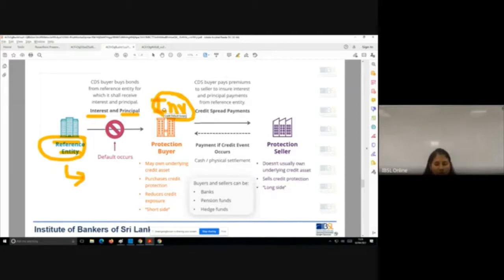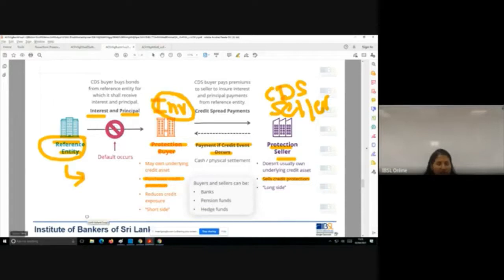CDS, who should they get it from? They should get it from a CDS seller. You can either call them CDS seller or protection seller. The protection seller issues the CDS, sells credit protection. So when they sell the protection, the investor becomes the protection buyer, purchasing the credit protection. When you get a CDS and a default happens, then payment is given to you from the protection seller to compensate for the loss.